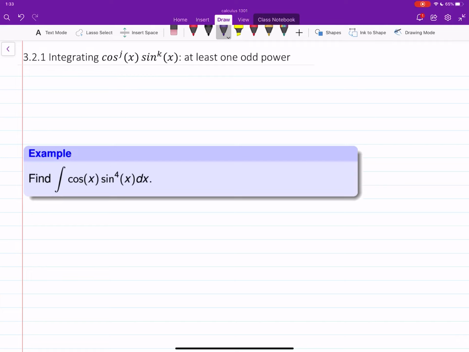Hello everyone. In this video, we will learn how to integrate functions which are products of powers of cosine and powers of sine. But we will focus only where at least one of the powers is odd, either j or k, or both of them are odd. So you will see that when at least one of these powers is odd, integrating can be done by u substitution. So the key trick here will be substitution.